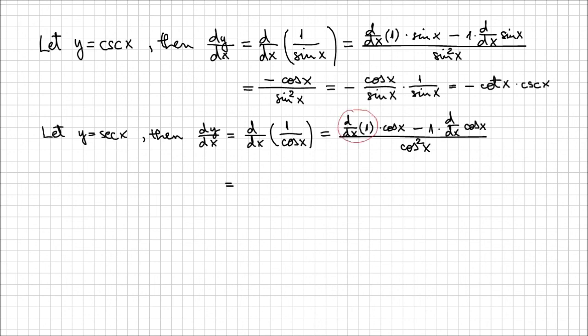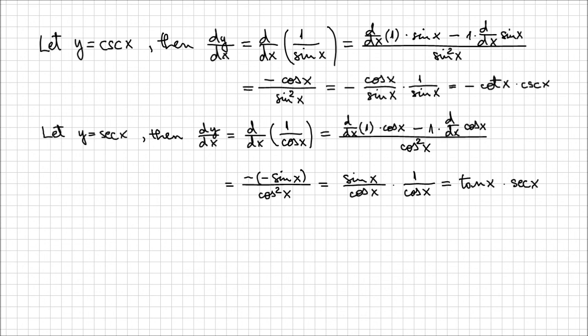d dx of 1 is a constant, so it's going to be 0. So I'm not going to write that term anymore. The next that follows is minus, and d dx of cosine of x is minus sine of x. I'm going to put it in parentheses. Everything over cosine square of x. Those two negative signs multiplied together are going to become positive. So it's sine over cosine square. I'm going to write it as a product of sine over cosine times 1 over cosine. So the derivative is going to be tangent of x times secant of x.